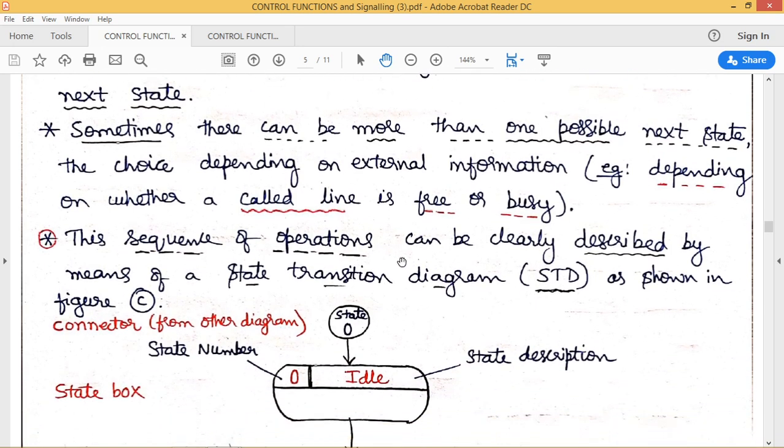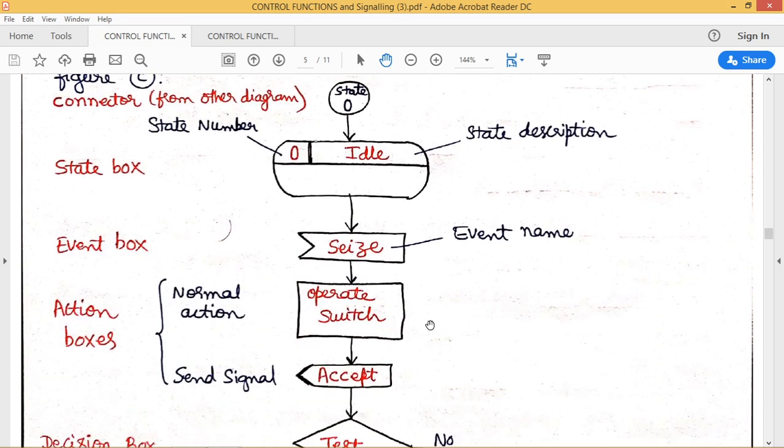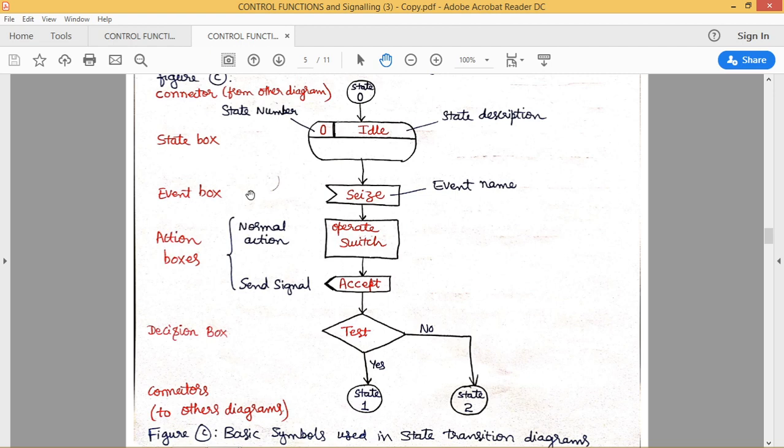So the sequence of operations can be clearly described by means of a state transition diagram. Whatever operations are performed inside an exchange will be clearly defined with the help of a state transition diagram, and the state transition diagram is shown in figure C. It will have different types of graphical representations. Generally the basic symbols used in the state transition diagram are shown in this figure.